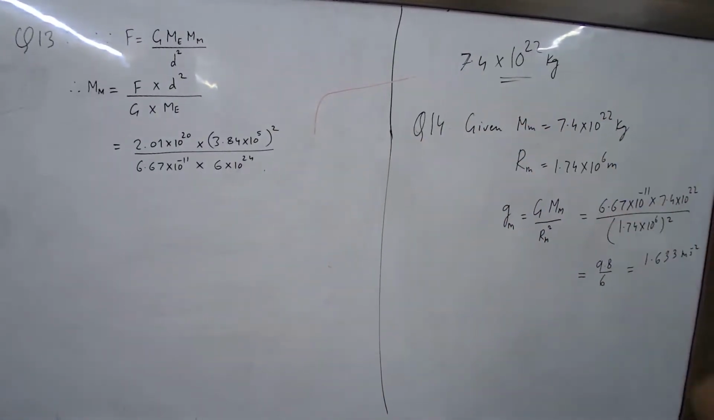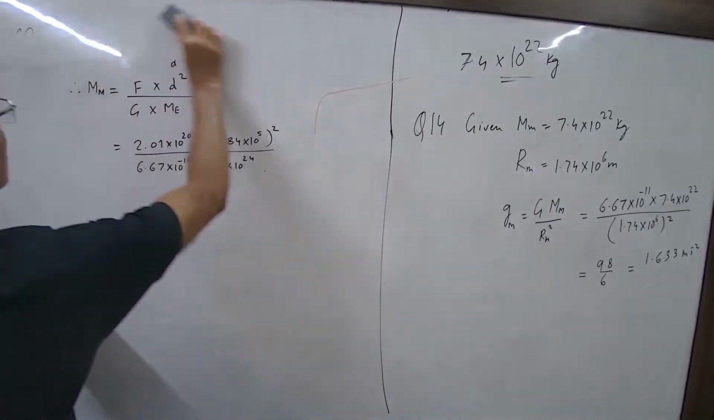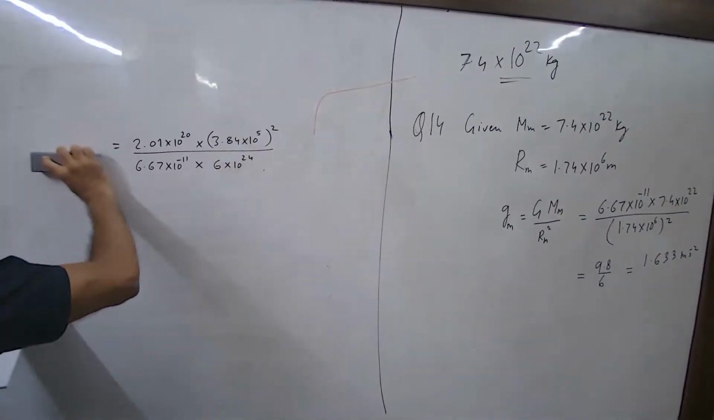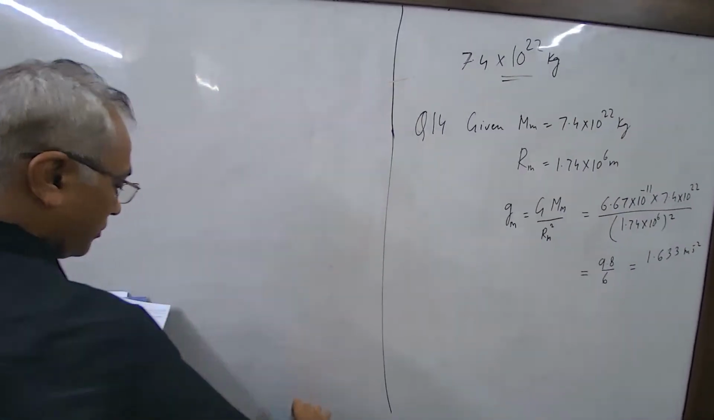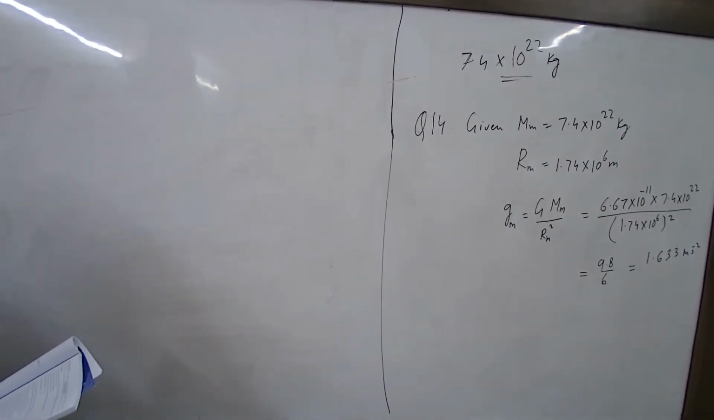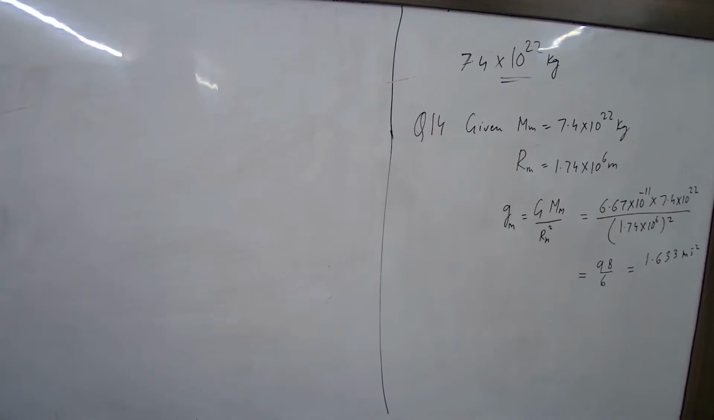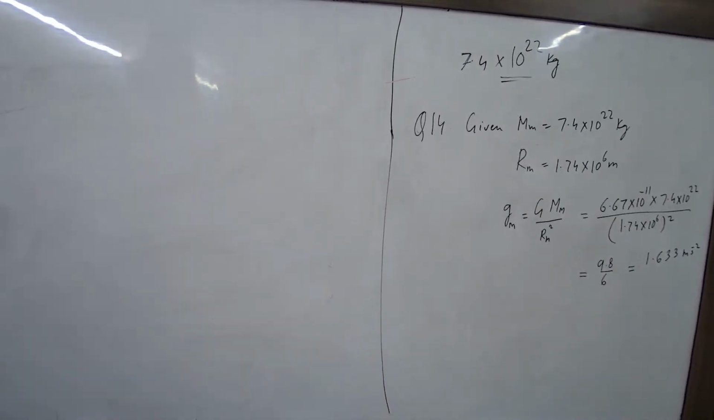Question 13. You missed the whole thing, I think. This is question 13. So you do that again. The substitution part. Have you noted the substitution part? All over again. So that's the answer for the question: 7.4 into 10 raised to 22 feet.